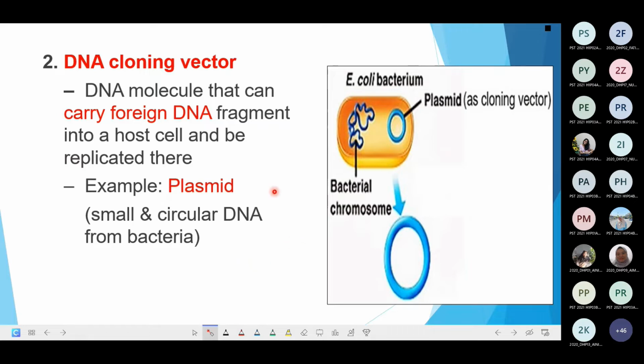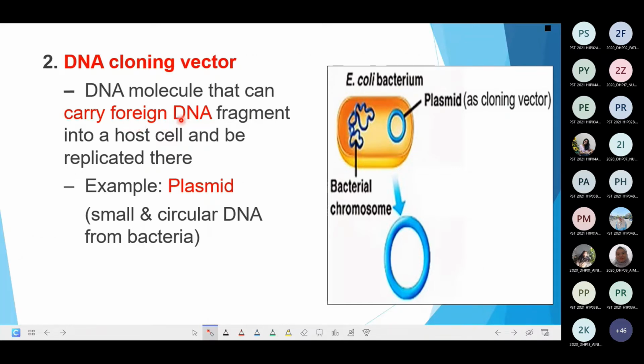The next tool will be the cloning vector. The cloning vector will be actually referring to a type of DNA molecule. And when we say that it is a vector, you must understand that a vector will be something that will be able to carry some other things. In this particular case, this cloning vector is a DNA molecule that can carry another DNA molecule, and this DNA molecule is considered as a foreign DNA, DNA asing.